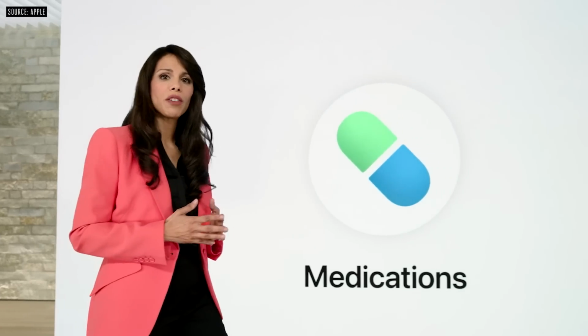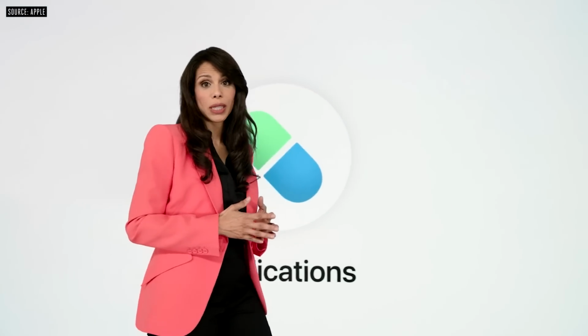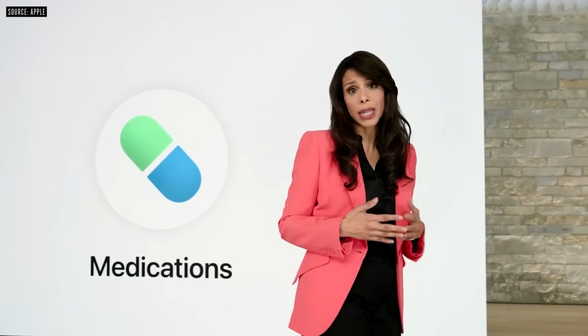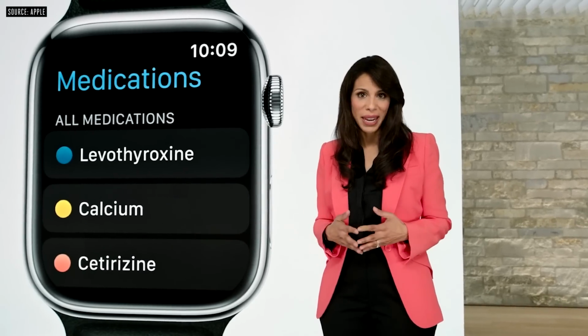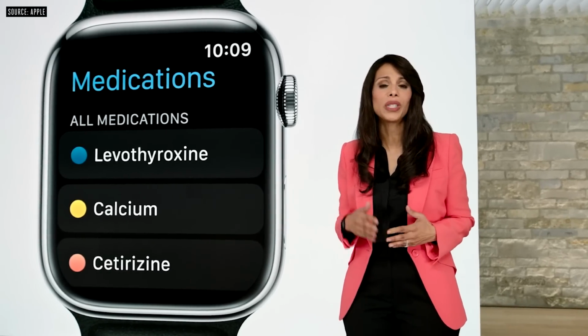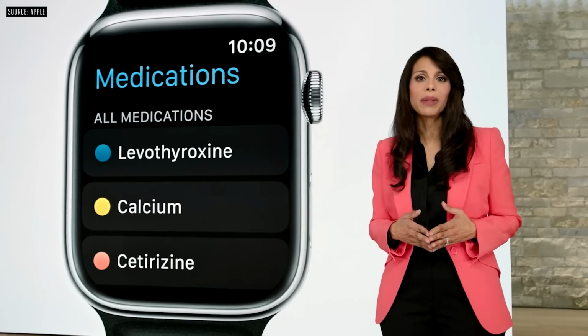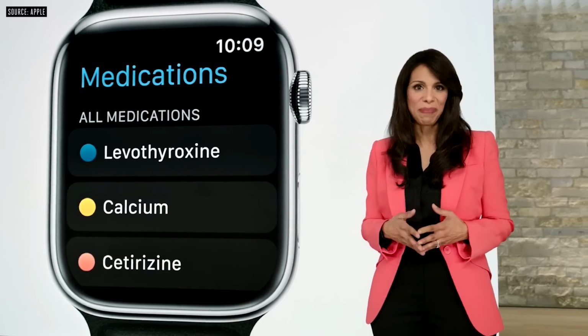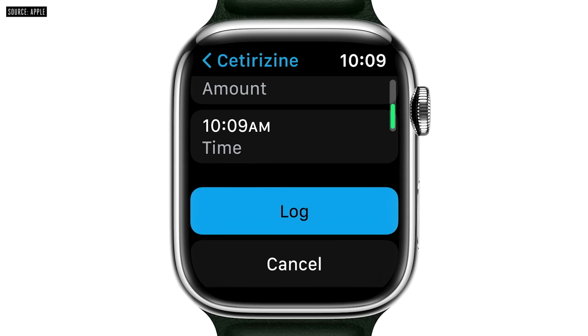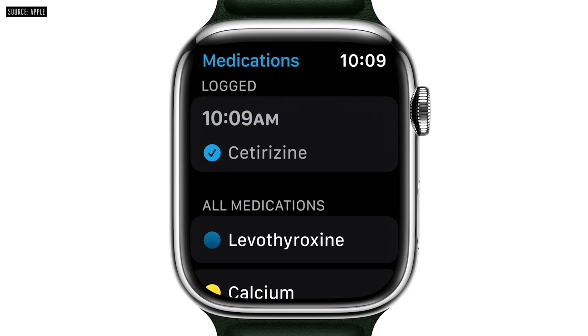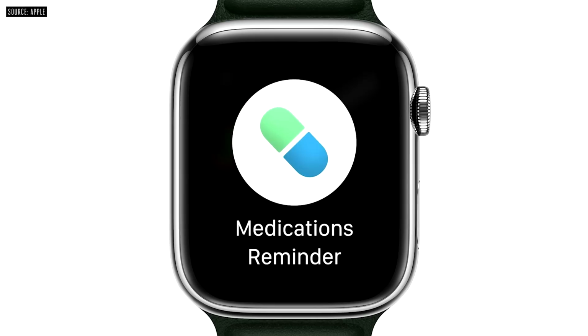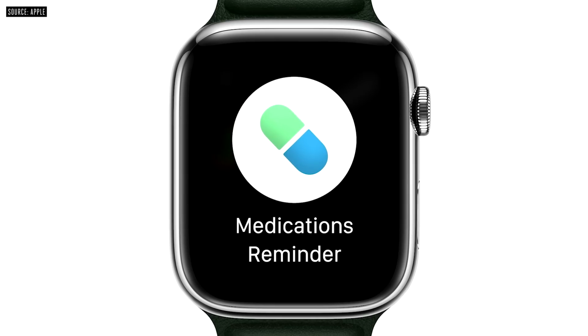Over 50% of people take prescription medications, and we wanted to help make it easier to track, manage, and understand the medications that you take. So in watchOS 9, the Medications app makes it easy for you to discreetly and conveniently track your medications, vitamins, and supplements anytime. You can log medications that you might take occasionally, like cetirizine for allergies. And you can receive notifications for medications that you need to take regularly.